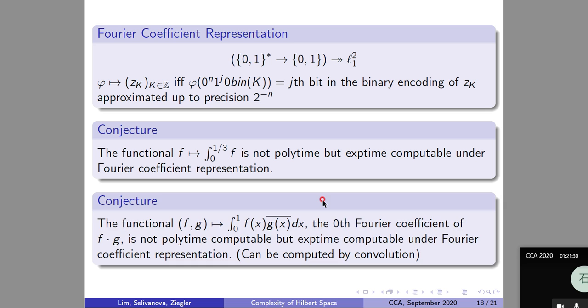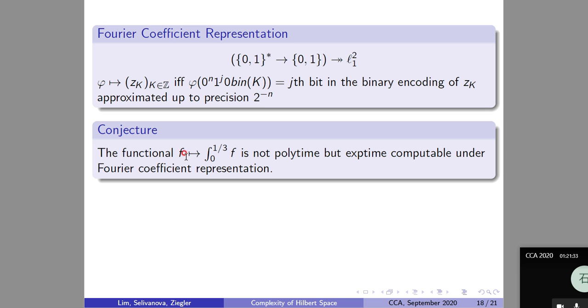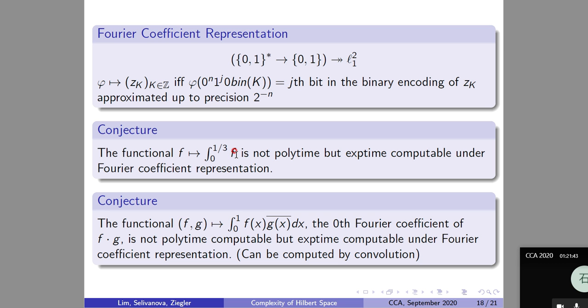And we have two conjectures. The first conjecture is that this functional is not polynomial time computable but exponential time computable under Fourier coefficient representation. Another conjecture is that, given two functions, the zeroth Fourier coefficient of this pointwise multiplication is not polynomial time computable but exponential time computable. The exponential time computation can be performed using convolution.